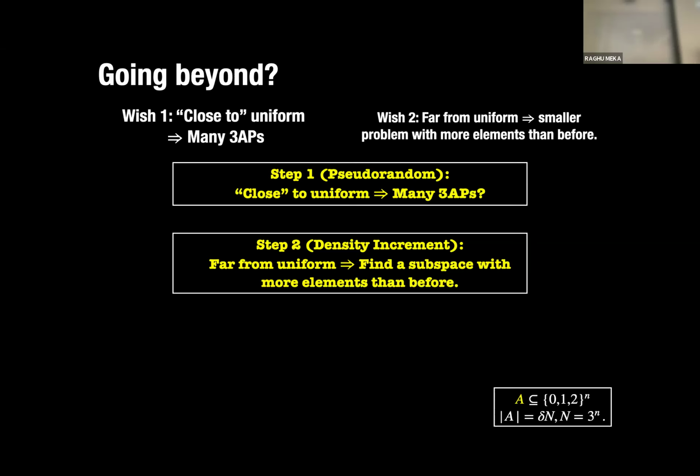Like, when I say far from uniform, how much of a boost do I get in density? Okay. So in the previous case, we're getting a tiny boost, like a delta plus delta squared kind of boost. But if you get a bigger boost by going to an even larger subspace, then it's better. Okay. And this is called the density increment part. You're saying I can go to a smaller set where I have more elements, so my density has increased.